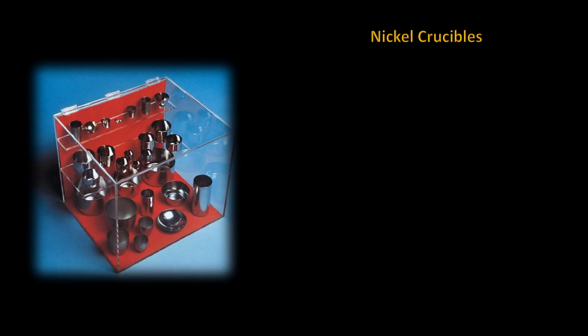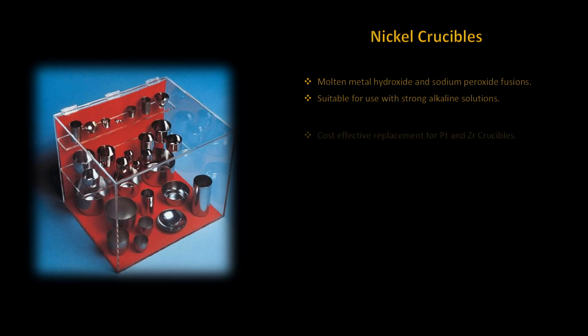As shown in this picture from Thomas Scientific, these crucibles also come in a variety of styles. They are commonly used for molten metal hydroxide and sodium peroxide fusions. They are also suitable for use with strong alkaline solutions. Compared to the cost of platinum and zirconium crucibles, nickel crucibles can be a cost-effective replacement due to the lower cost per unit. The working temperature is 350 degrees centigrade.